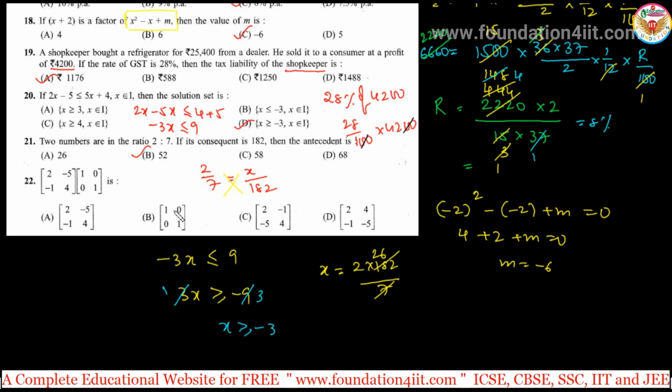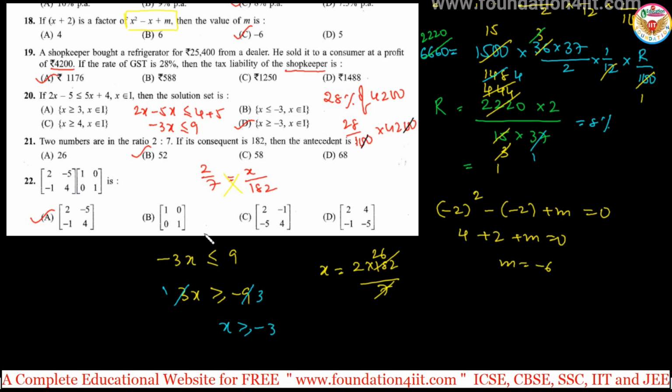2 into 2, 6. Okay. And the second one: 2, minus 5, minus 1, 4 times the matrix 1 0 0 1. Note that if any matrix is multiplied with the identity matrix, we'll get the same matrix. That rule will apply. That's it: 2, minus 5, minus 1, 4. If it is a problem, you need to solve and show, but if it is directly given as options, remember that if any matrix is multiplied with the identity matrix, we'll get the same matrix.